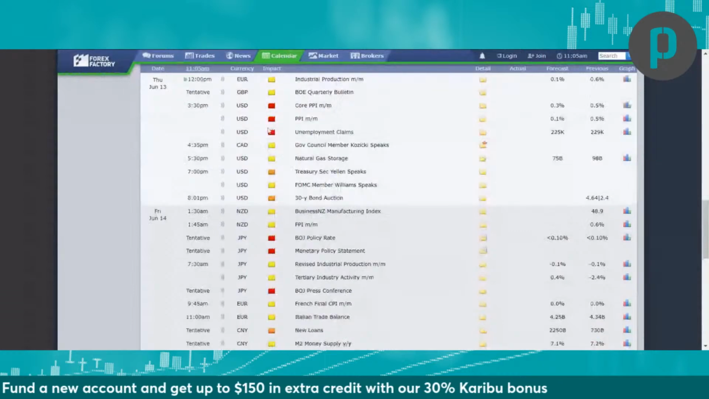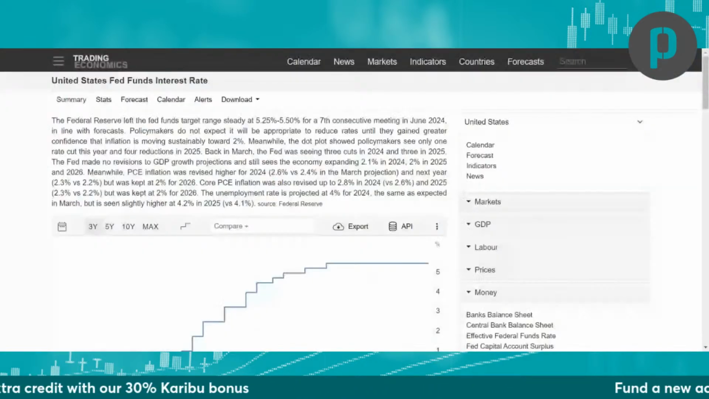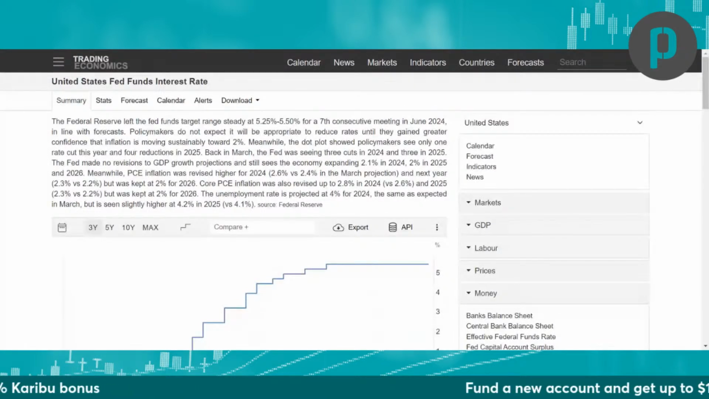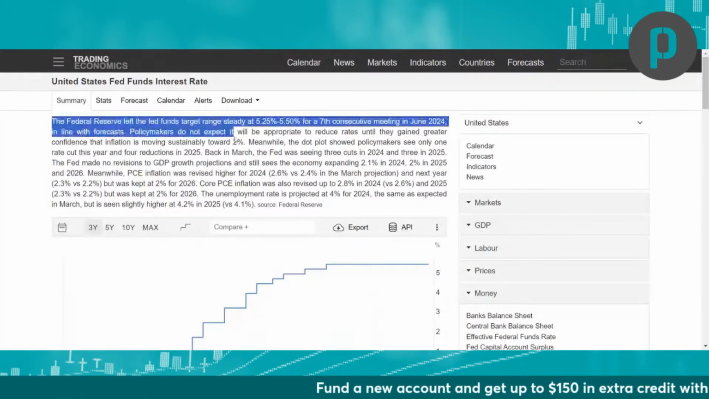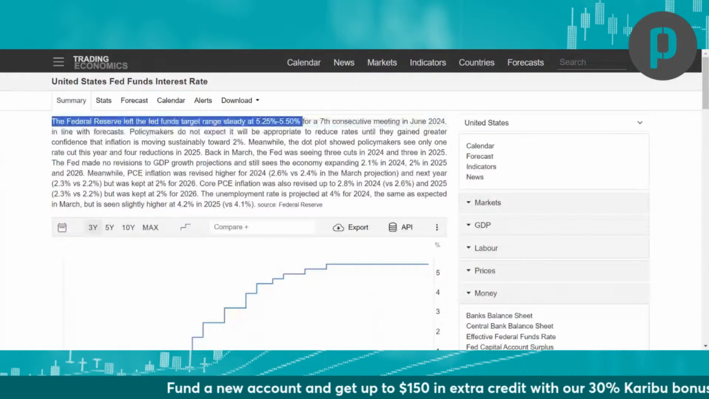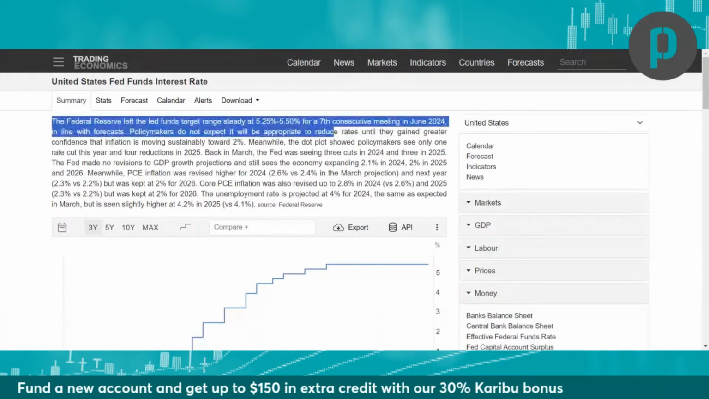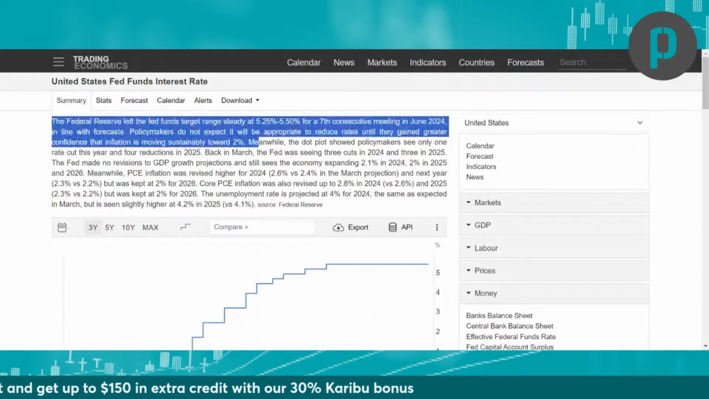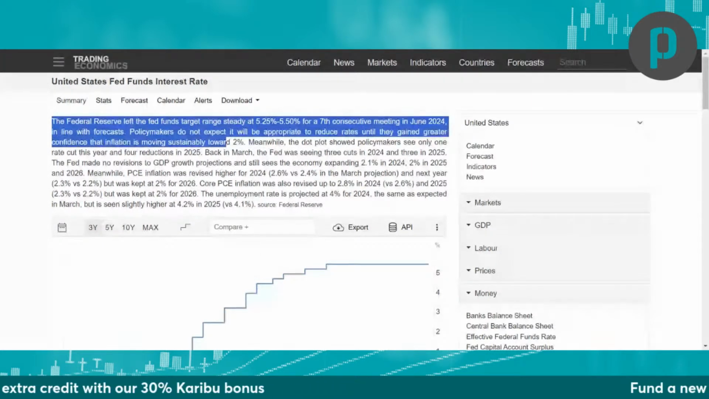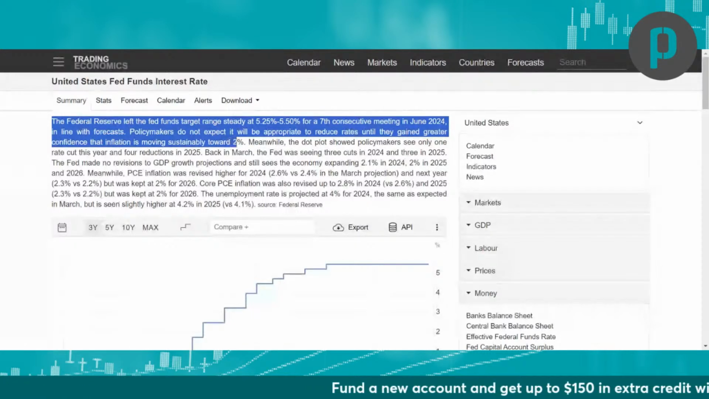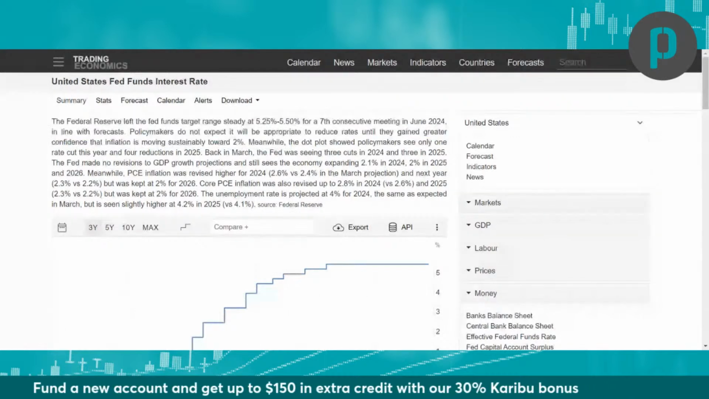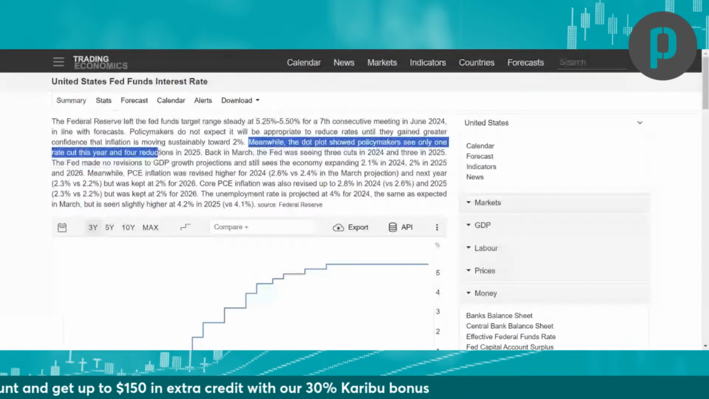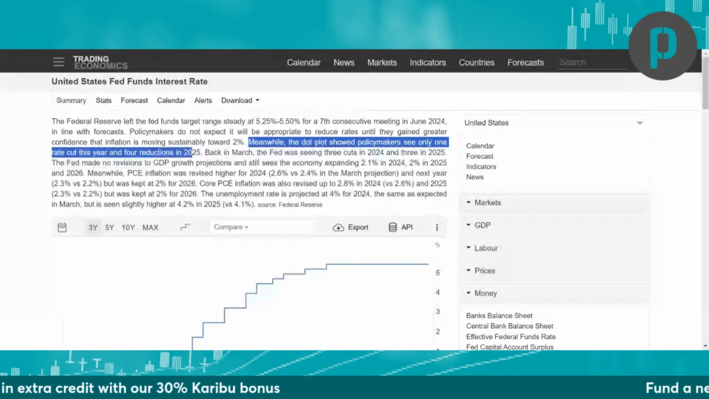So besides that, if we look at some of the key highlights from yesterday, the Federal Reserve left rates unchanged at 5.25% to 5.50% for a seventh consecutive meeting in June 2024, in line with forecasts. So policymakers do not expect it will be appropriate to reduce rates until they gain greater confidence that inflation is moving sustainably towards the 2% target. Meanwhile, the dot plot showed policymakers see only one rate cut this year and 4 reductions in 2025. So this is the key highlight of yesterday's meeting.